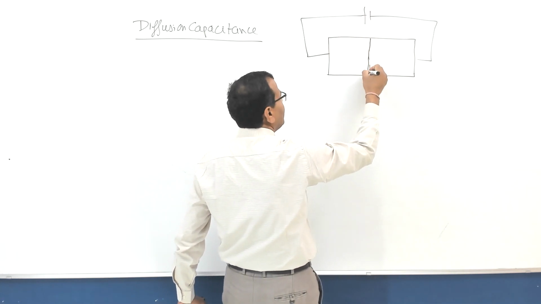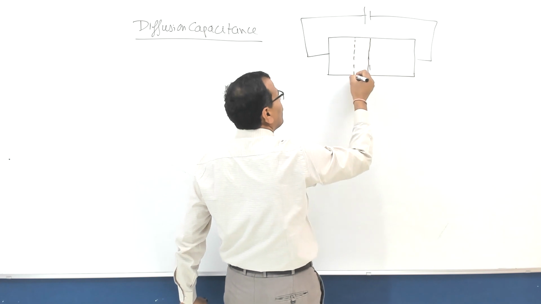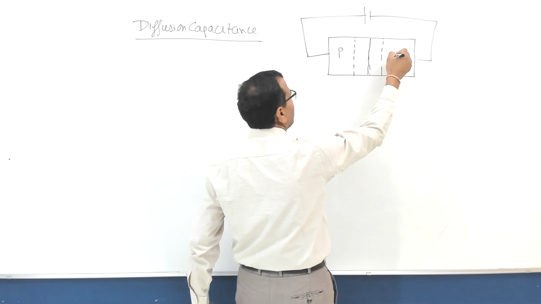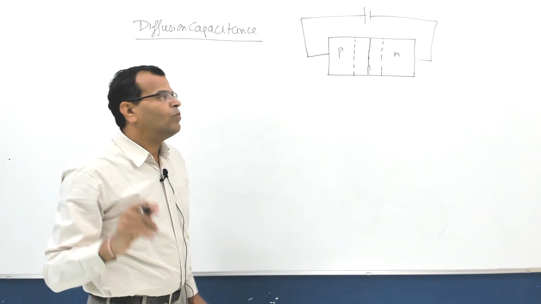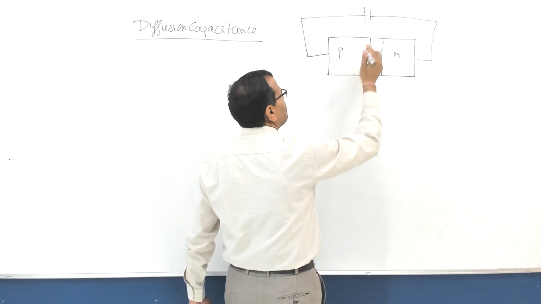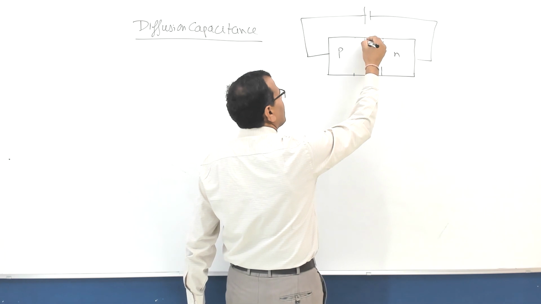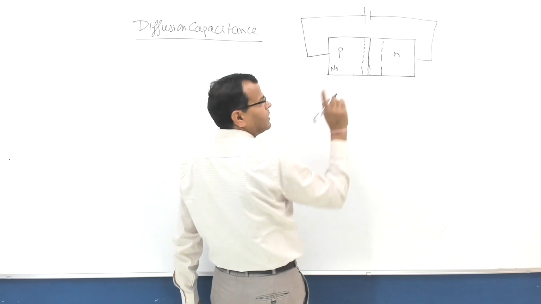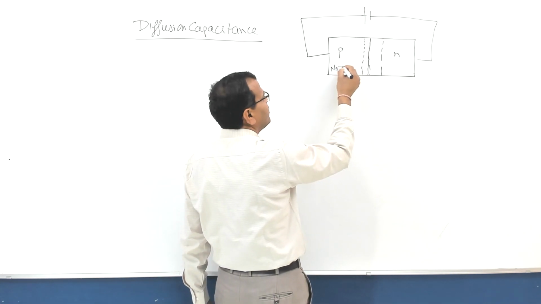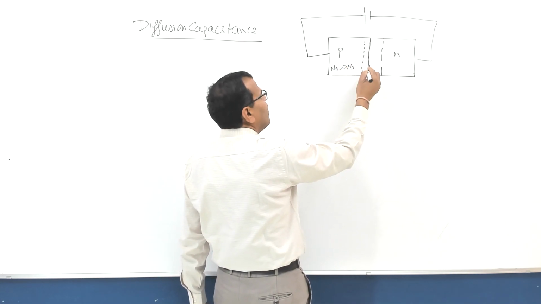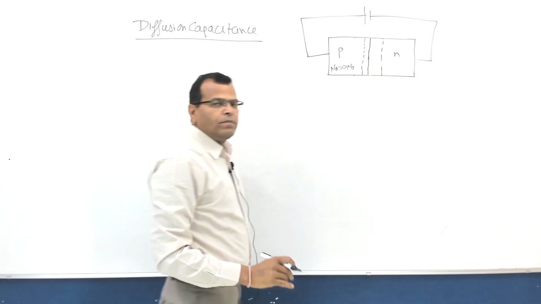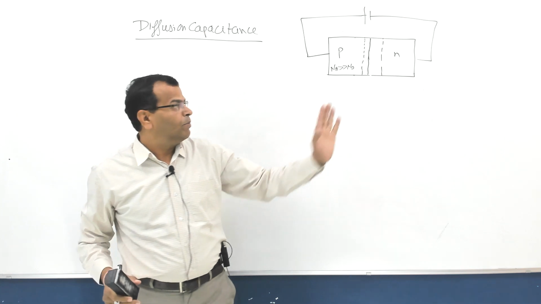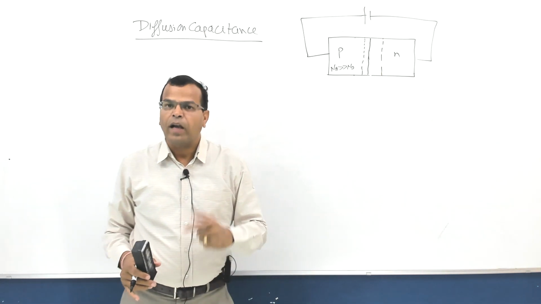This is the junction area. This is the depletion layer on the P side, this is the depletion layer on the N side, this is P, this is N. I will assume that the P side is heavily doped as compared to the N side. I am assuming Na, that is acceptor concentration, is much greater than Nd, and we have already seen that when the P side is heavily doped as compared to the N side, most of the depletion layer lies on the N side.